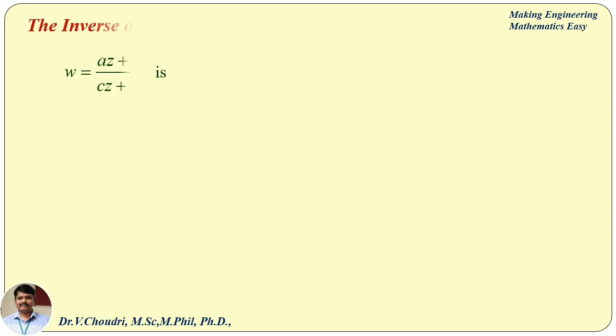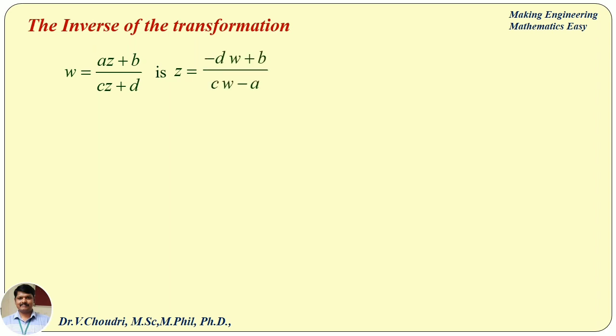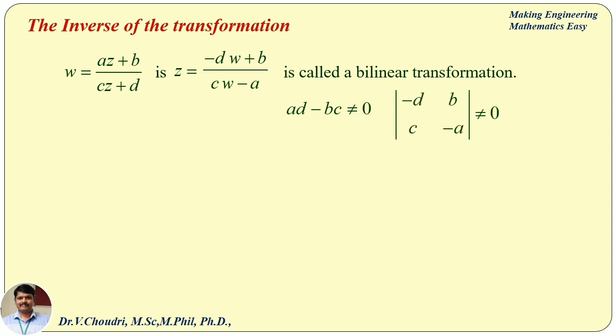Now, the inverse of the bilinear transformation is Z in terms of W. Just we interchange the values A and D with opposite signs. It comes (minus DW plus B) divided by (CW minus A), which is called a bilinear transformation with the condition AD minus BC not equal to 0. In other words, the determinant value of the inverse of the previous matrix, minus D, B, C, minus A, not equal to 0.